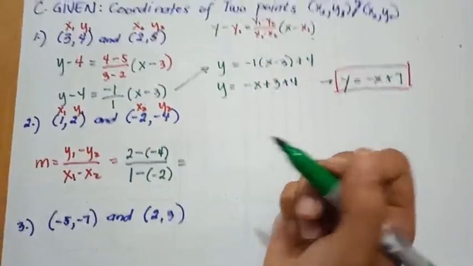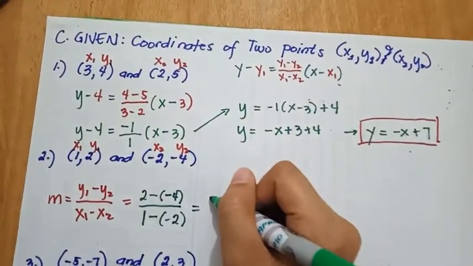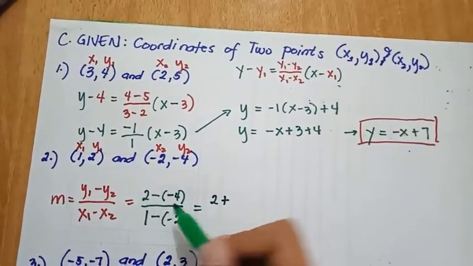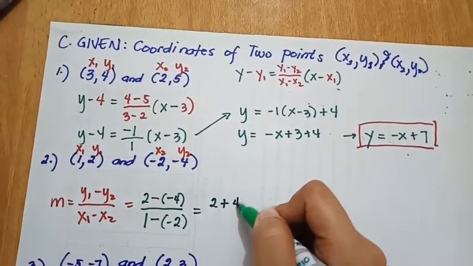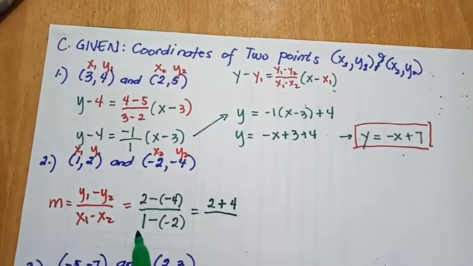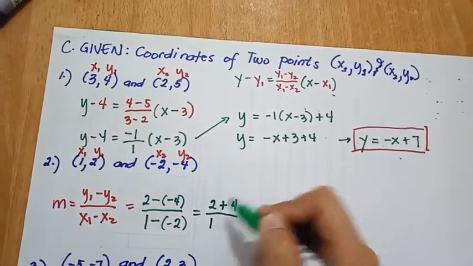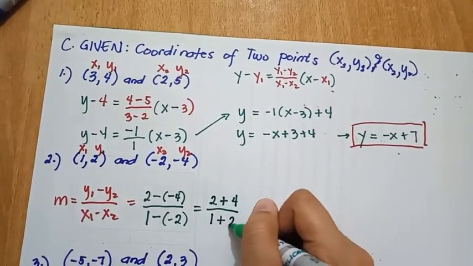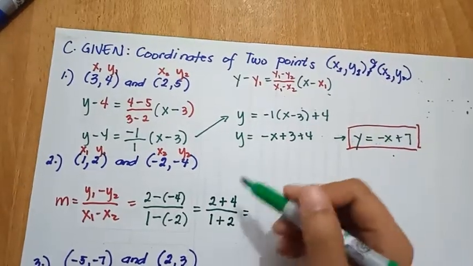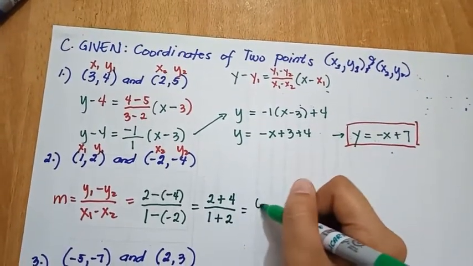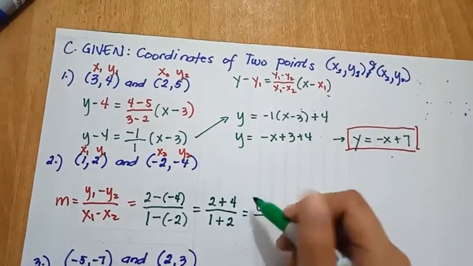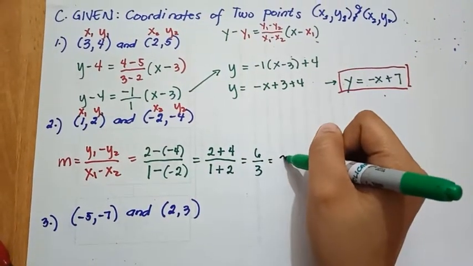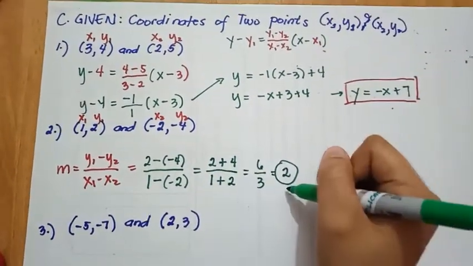Let us use KSO. Keeping the first term, we have 2. Switching the sign to positive. And getting the opposite of the third number, we have positive 4. Then again, keeping the first number, we have 1. Switching the sign to plus. And then the opposite of negative 2 is positive 2. So adding our given, 2 plus 4 is 6. Then 1 plus 2 is 3. And expressing our answer in lowest terms, we will have 2. And this will be our slope.